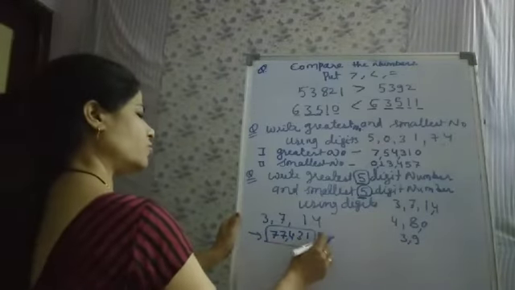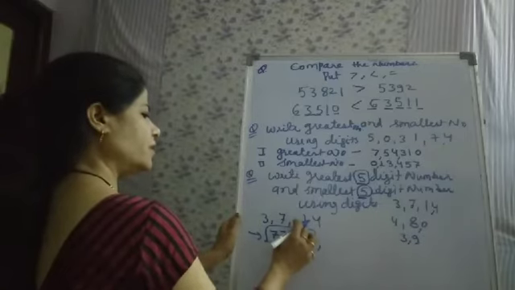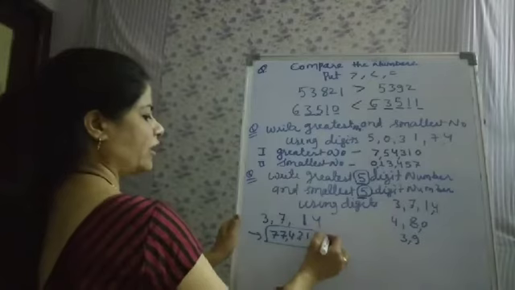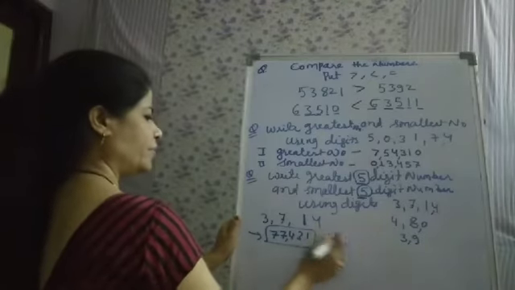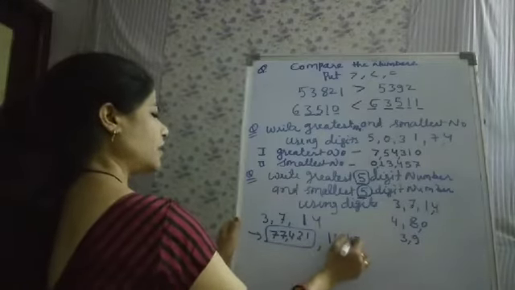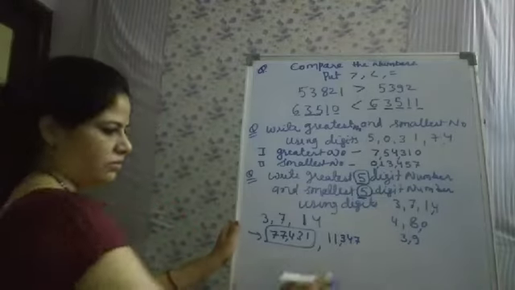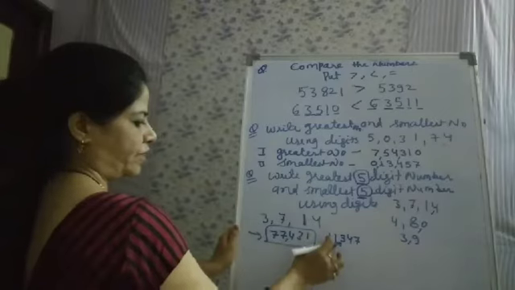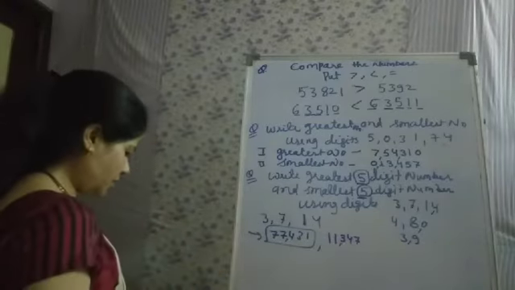And to write smallest 5-digit number, you have to repeat the smallest digit 2 times. Here the smallest digit is 1. So repeat 1 2 times. Then write 3, 4, 7. Okay, so this is the smallest 5-digit number formed by 3, 7, 1, 4, 11,347.